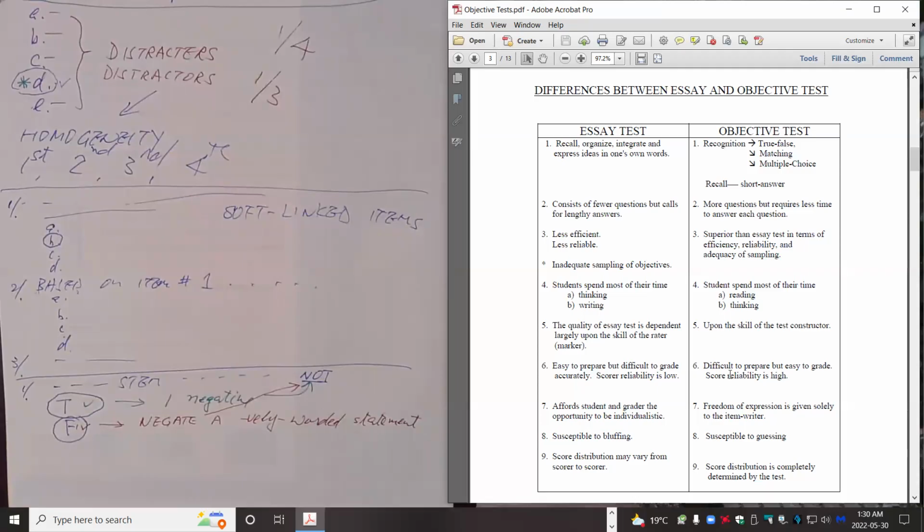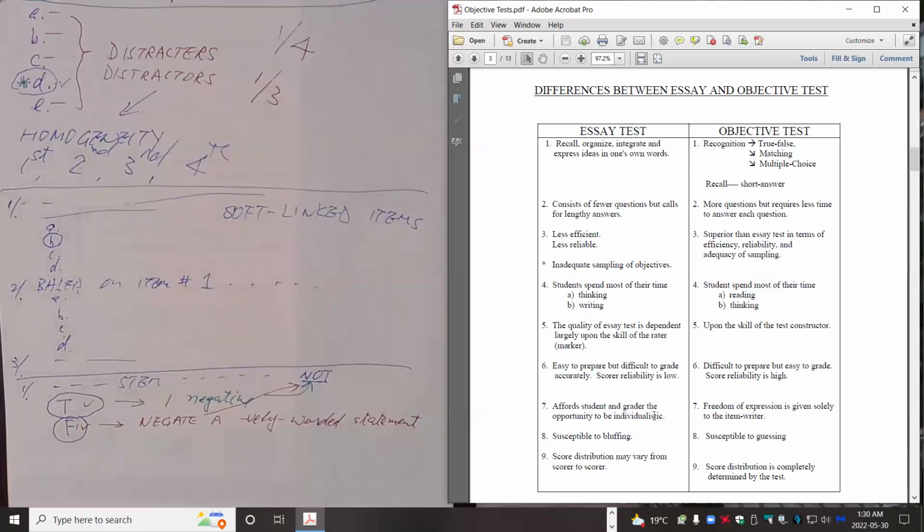So it's difficult to prepare an objective test, the stem, the more homogeneous alternatives. Oh, they're killing me. Difficult to prepare, but very easy to grade. Anyone can grade it because it's objective. So score reliability is high, very high, close to perfect, if you don't fall asleep.